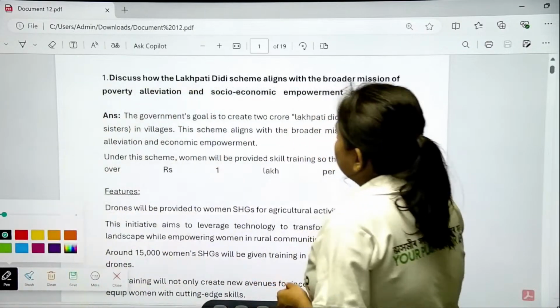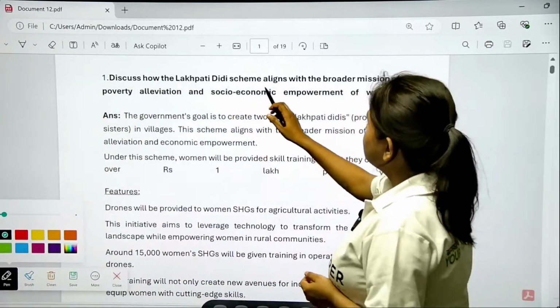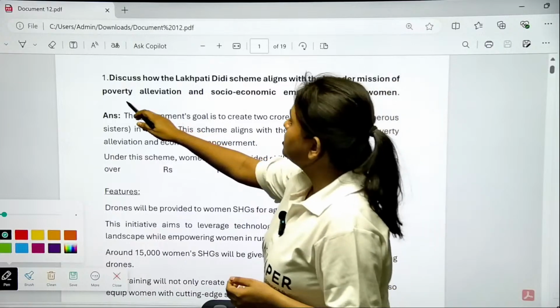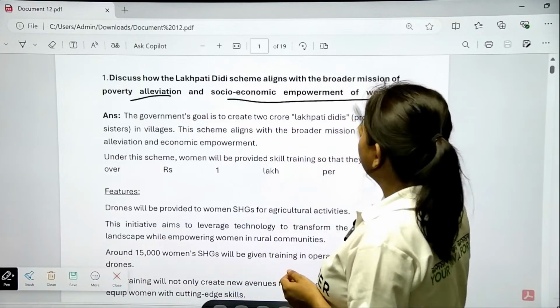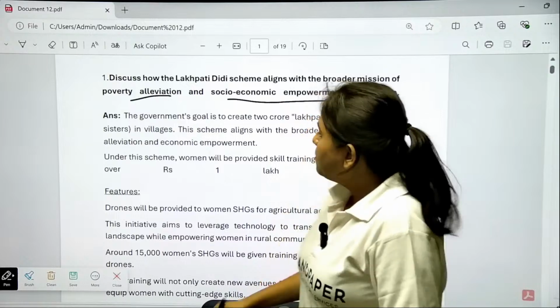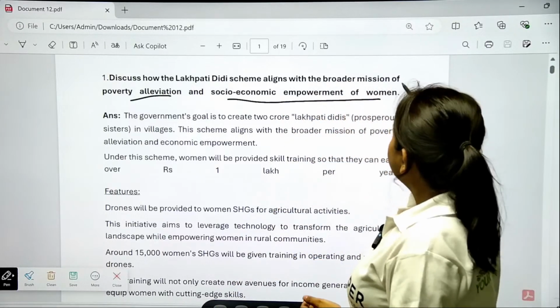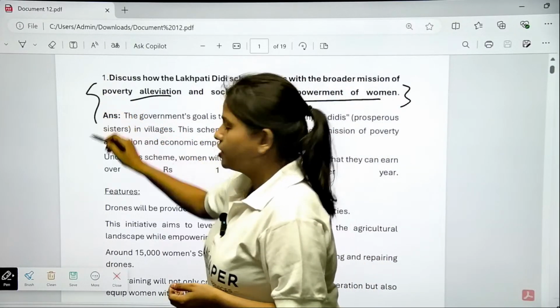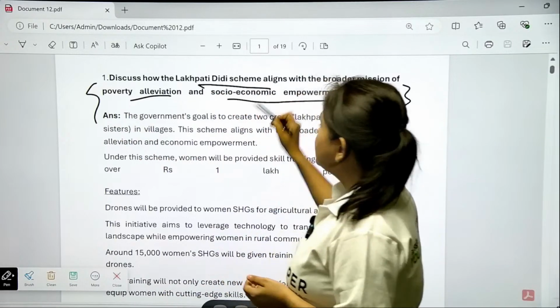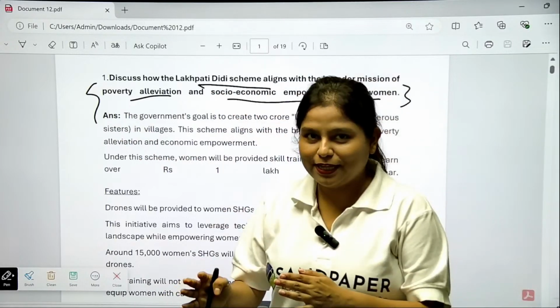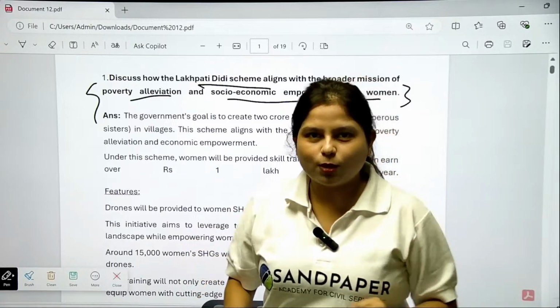Question number 1 asks: discuss how the Lakhpati Didi scheme aligns with the broader mission of poverty alleviation and socio-economic empowerment of women. Poverty alleviation and socio-economic empowerment of women is the main theme. Discuss the Lakhpati Didi scheme is the main question, but that is not exactly what the question is asking.